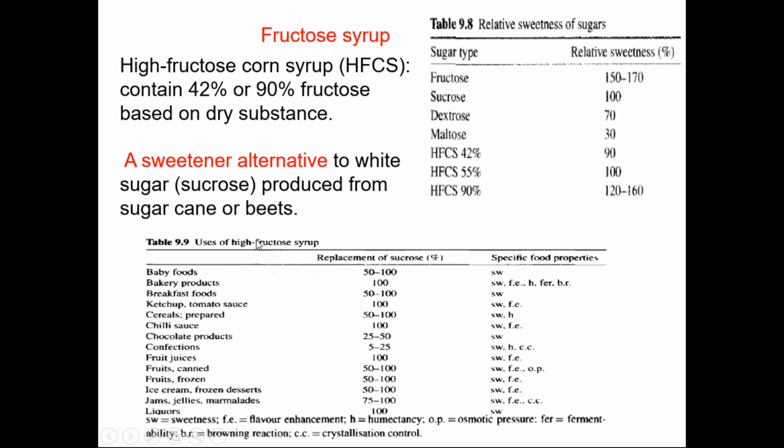So the number of products in which high fructose corn syrup is used ranges from baby foods to canned fruits to frozen fruits to ice creams, jams, jellies, confections, etc. So therefore, the enzyme has a very important role in the high fructose corn syrup industry.